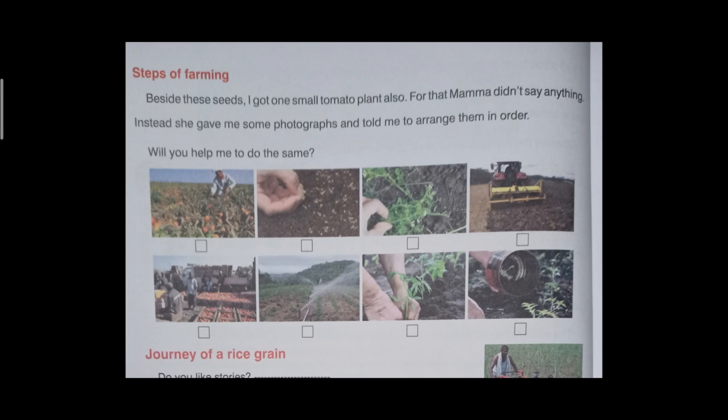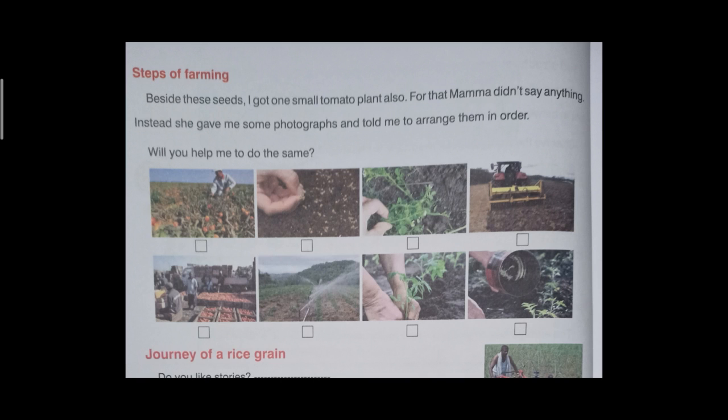Steps of farming. Besides these seeds, I got one small tomato plant also. For that Mama didn't say anything. Instead, she gave me some photographs and told me to arrange them in order. Will you help me to do the same? We can help Renu to order these photographs. Can we? The first picture.